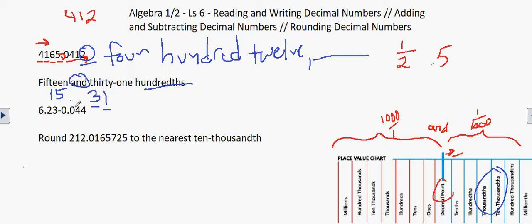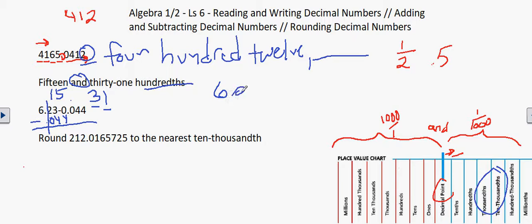What if I need to subtract decimals? 6.23 minus 0.044. Let's set it up vertically because that's the way we do things. Decimal points have to line up. How do I write this number? Just as it was given, 4, 4, which means there's going to be a 0 here. So make sure you line up decimals and then fill any empty spots with zeros.